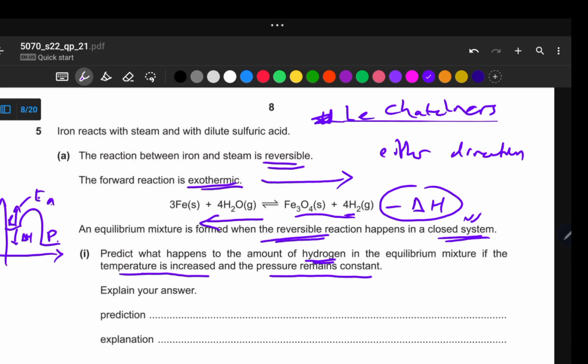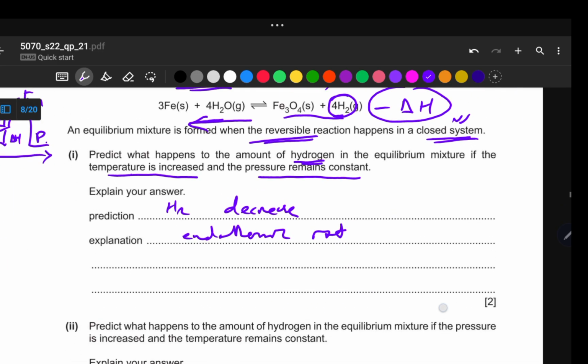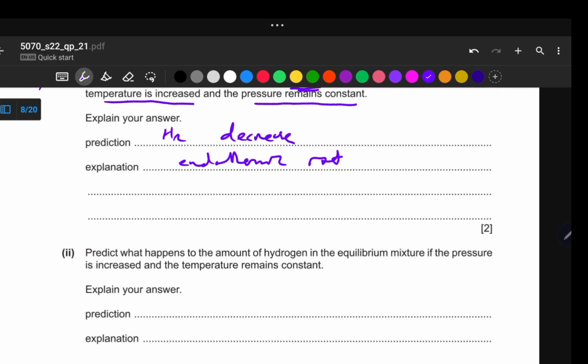So we are saying that according to Le Chatelier's principle, an increase in temperature will favor this endothermic reaction, which is the backward reaction, thereby reducing the concentration of hydrogen. So the prediction: the amount of hydrogen is going to decrease. Why? Because we are going to favor the endothermic reaction, trying to absorb heat or to reduce temperature. As simple as that.